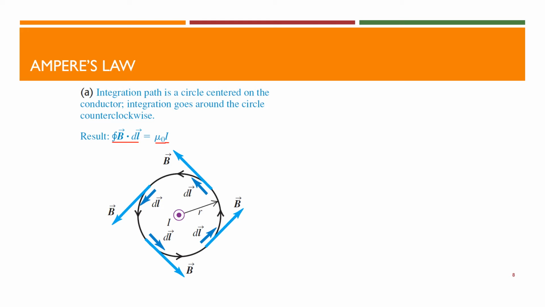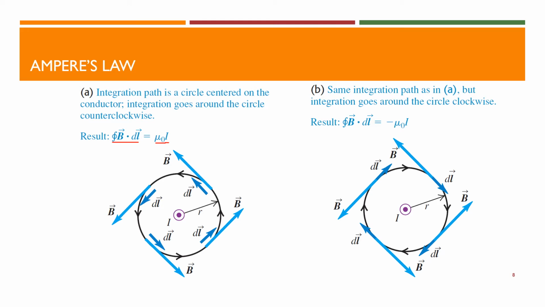Compare this to the following scenario, where we still have the current source that points out of the page, whereas our dLs are pointed clockwise. We still have the same integration loop, a circle that has radius r, but the path of integration is clockwise. So all the B's and all the dLs are always antiparallel. That's why the right-hand side of Ampere's law is now negative. So we see here that the direction of the Amperian loop is important in determining the sign of the right-hand side.